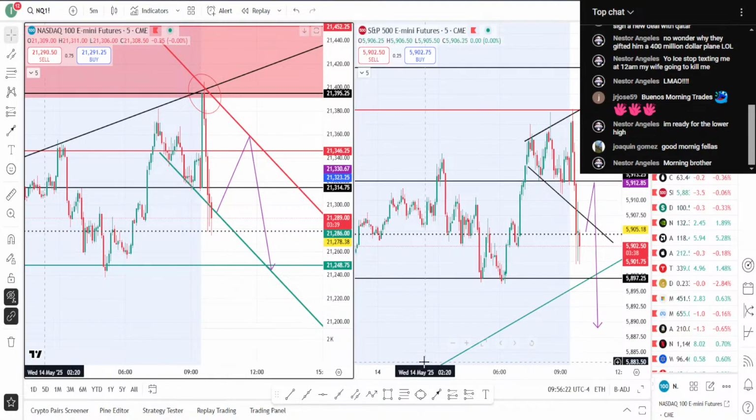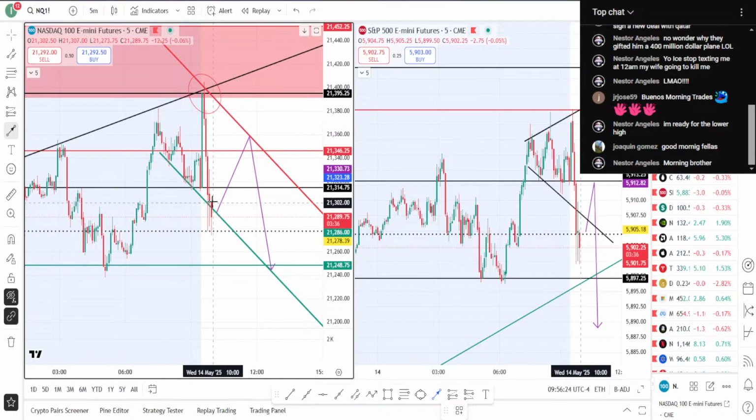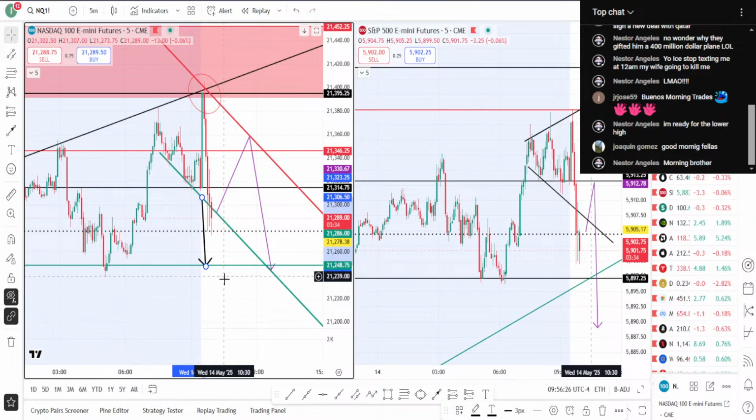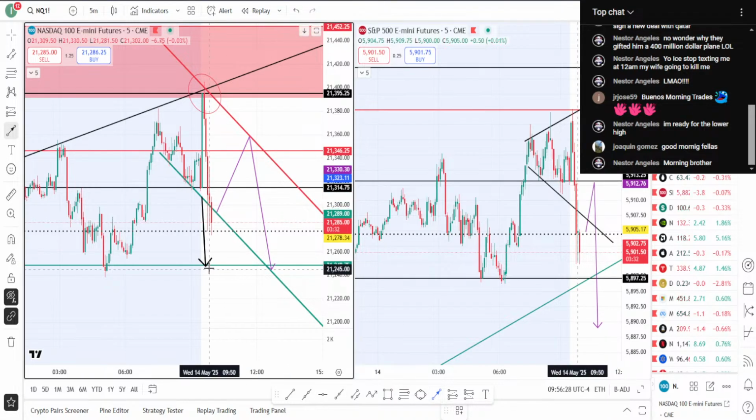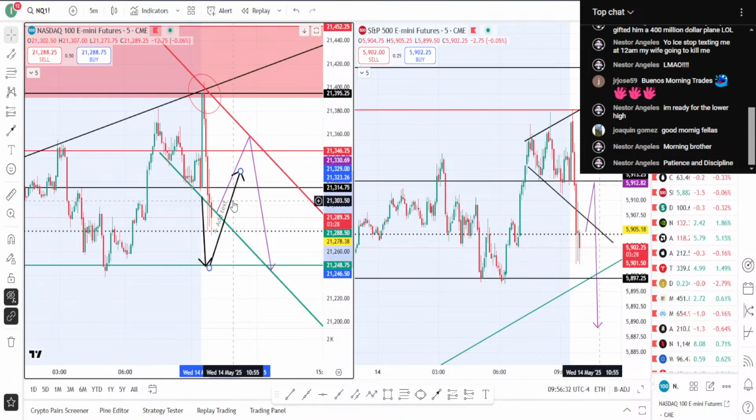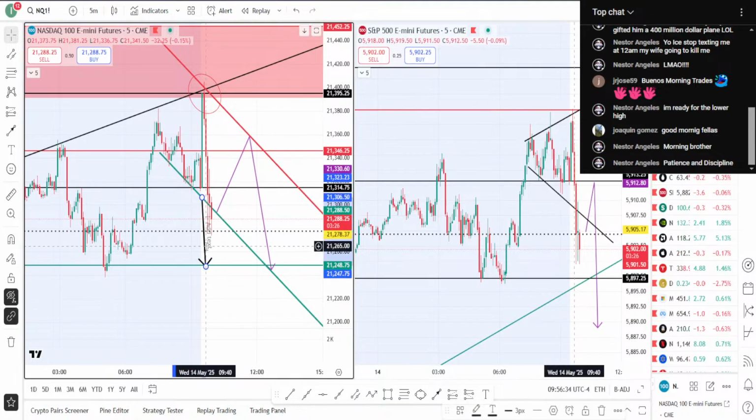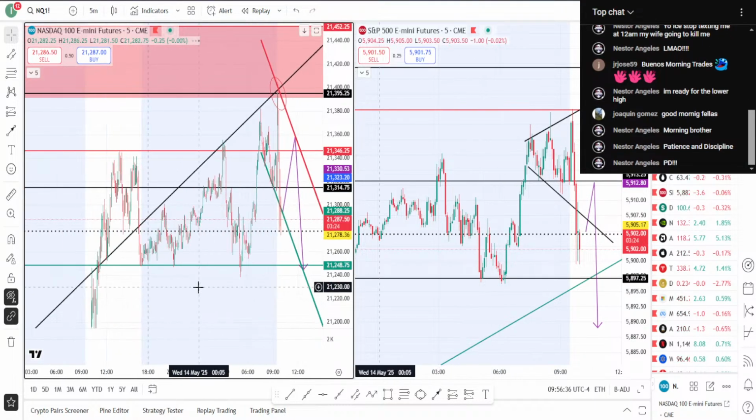So if it does continue going down, it's probably just gonna go to the low of this range and then probably move back up. So I'm gonna sit here and wait. That's my plan for now.